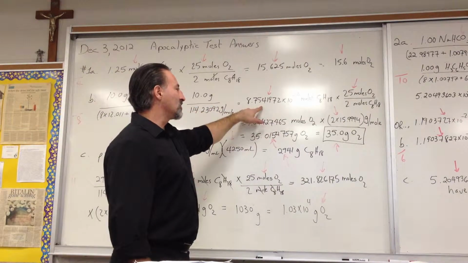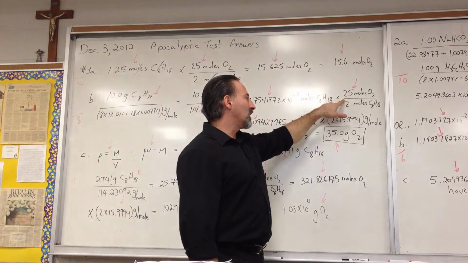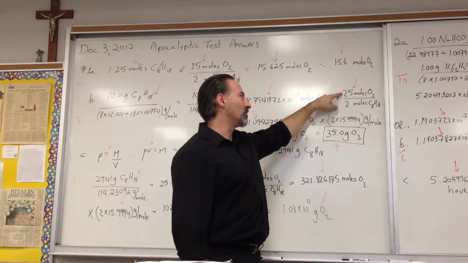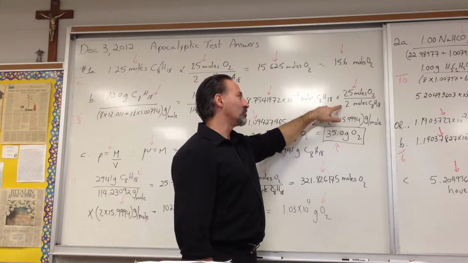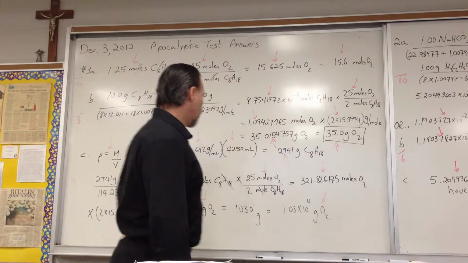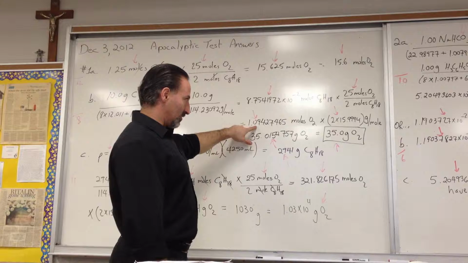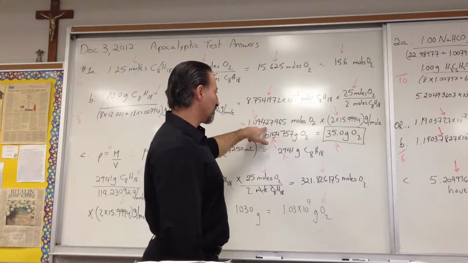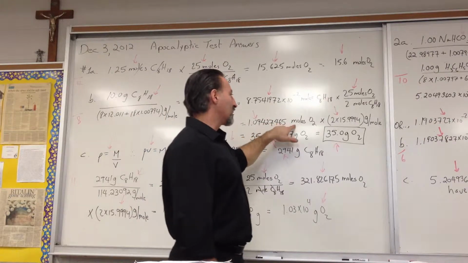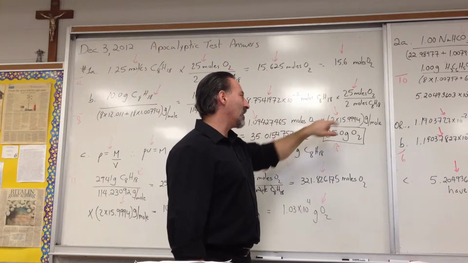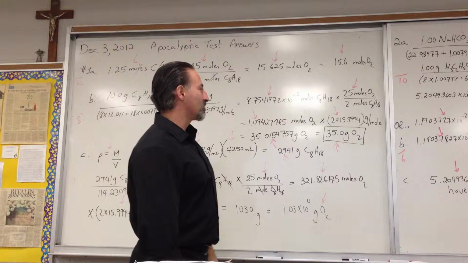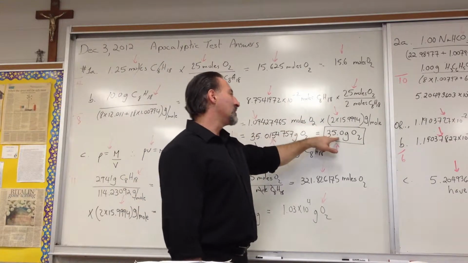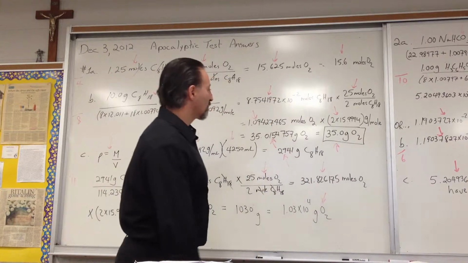Gives you that many moles of octane multiplied by the stoichiometry of the reaction. 25 moles of oxygen is consumed for every 2 moles of octane that is burned. This is how many moles of oxygen that turns into. So it's this number times 12.5 gives you this number in moles of oxygen. And then we're converting moles of oxygen into grams of oxygen by multiplying by the molar mass of oxygen. So we get 35.015. We're only allowed 3 significant figures, so we report 35.0.